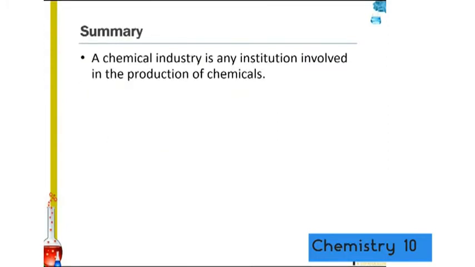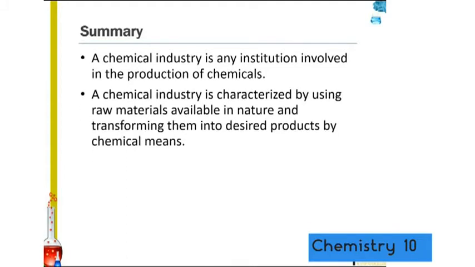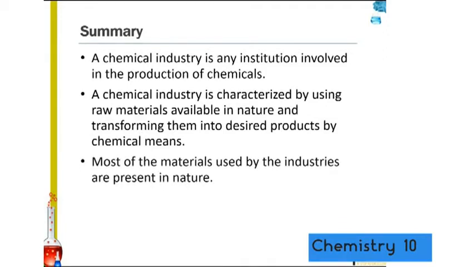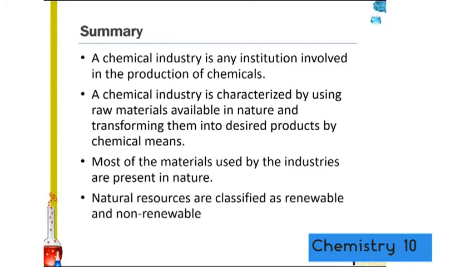In summary, a chemical industry is any institution involved in the production of chemicals. They use raw materials available in nature and transform them into desired products by chemical means. Most of the materials used by industries are present in nature, and natural resources are classified as either renewable or non-renewable.